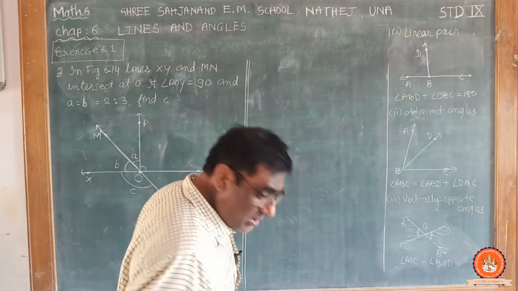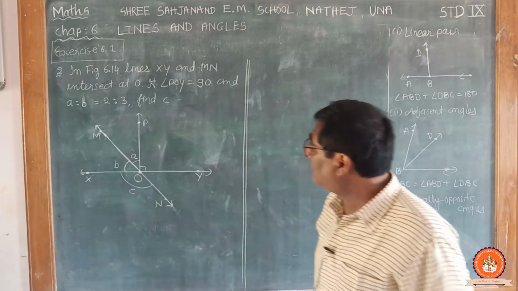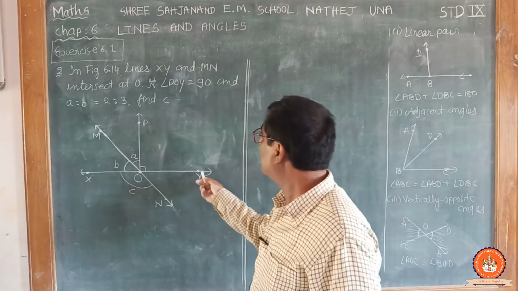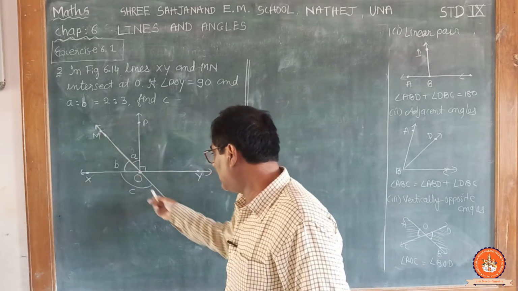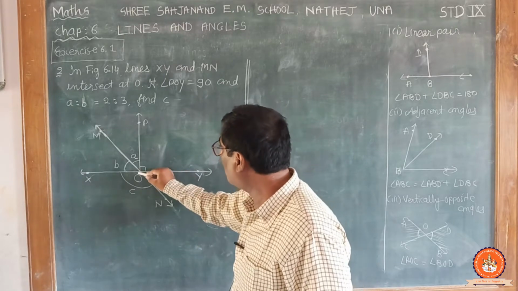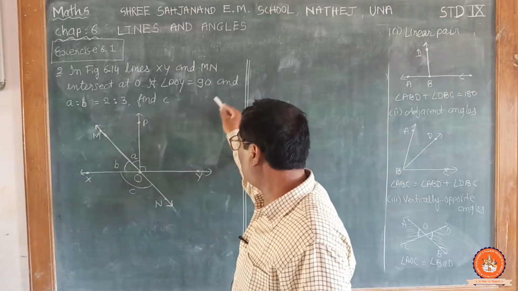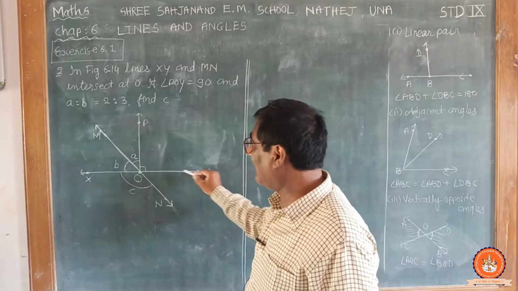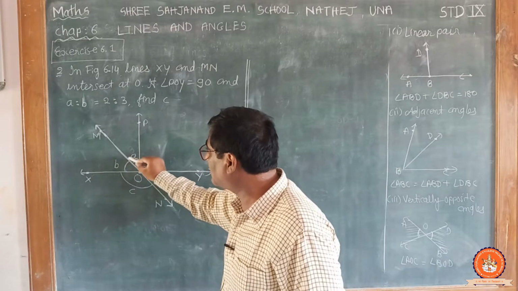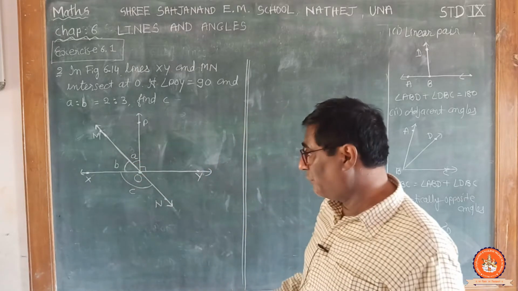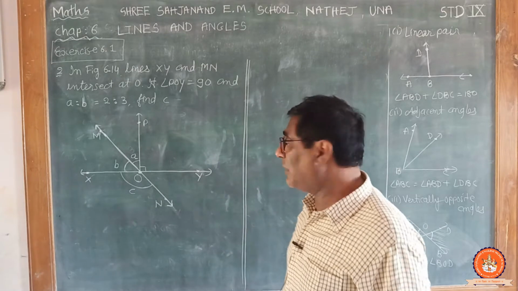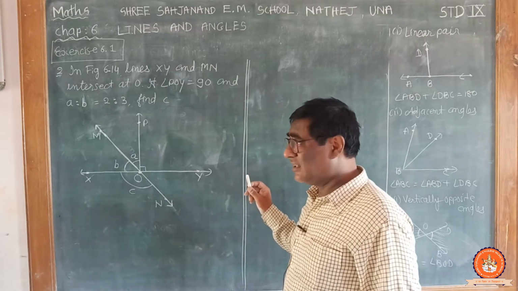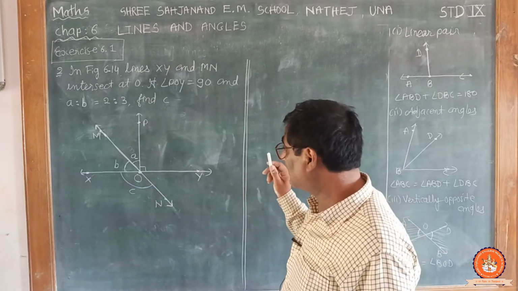Now in question number 2, in this figure 6.14, lines XY and line MN intersect at O, and if POY, see POY is 90, and the ratio of A to B is equal to 2 is to 3, we have to find C. Now my friends, how will we find it out? Let us first of all discuss this question.